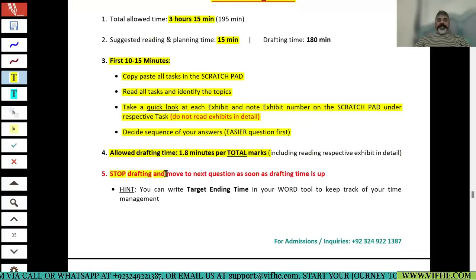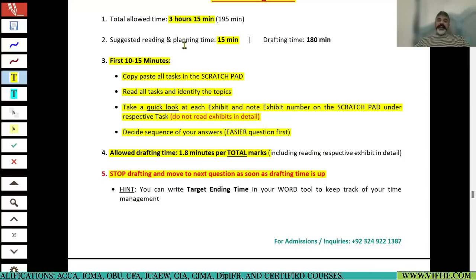So what is this? Stop drafting and move to the next question as soon as the allowed time is up. The allowed time for 1A was 36 minutes. I will try my best to do maximum in this, but supposing 36 minutes are up and still you have not written the required number of points, what should we do? You should not overspend the time. You should not fall in the time trap. You just complete that one paragraph and move to the next question. Leave that question incomplete and move.